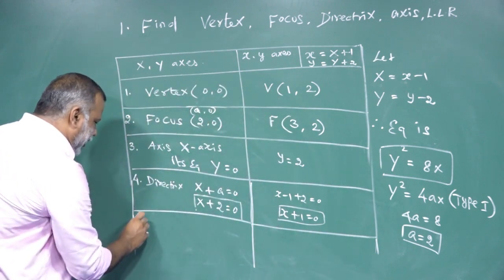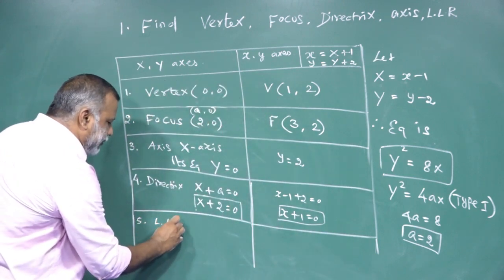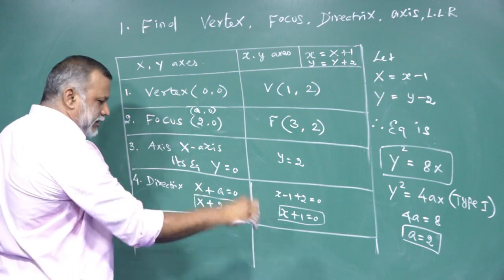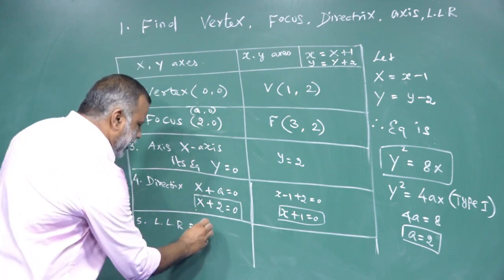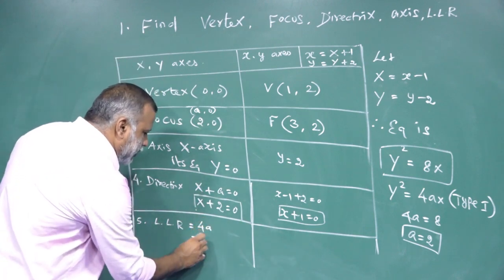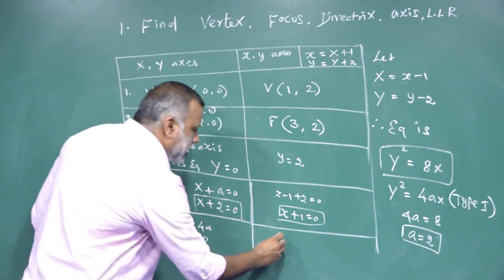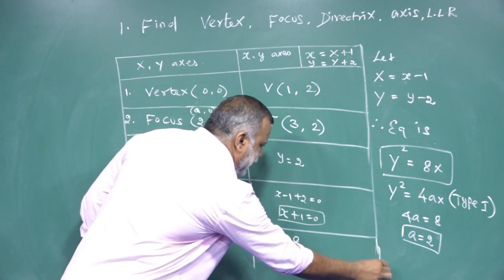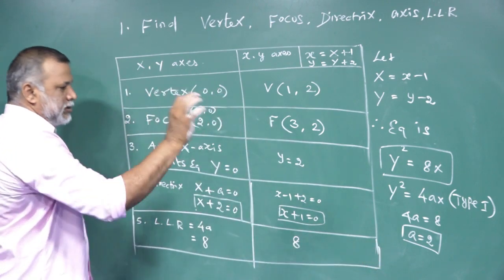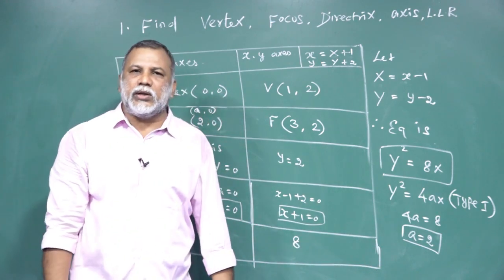Now the last one is the length of the latus rectum. The length of the latus rectum is always 4a. So 4a is the result. 4 into 2 is 8. Here it must be a constant value, so the length of the latus rectum never changes. This is the logic we are using.